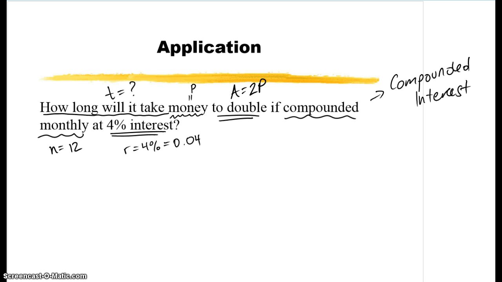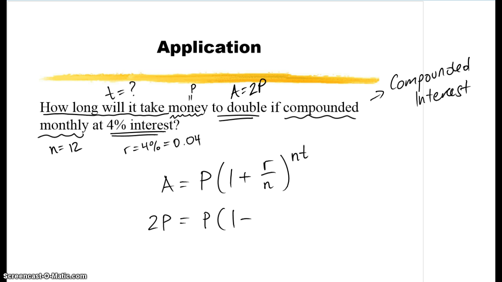So with that being said, you have to remember the magic formula that you have for future value. It's A equals p times (1 plus r over n) to the power of nt. And all you have to do is just plug in now. So we're going to get 2p is equal to p times (1 plus 0.04 divided by 12) raised to the power of 12 times t. We're looking to solve for that t.